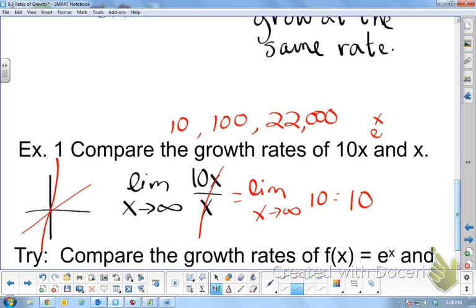They progressively get bigger, but how much bigger than 10 is 100? 90. How much bigger than 100 is 22,000? 21,900, and that's us just approximating. It's a lot bigger. It's not even just a tiny bit bigger. It's a ton bigger.